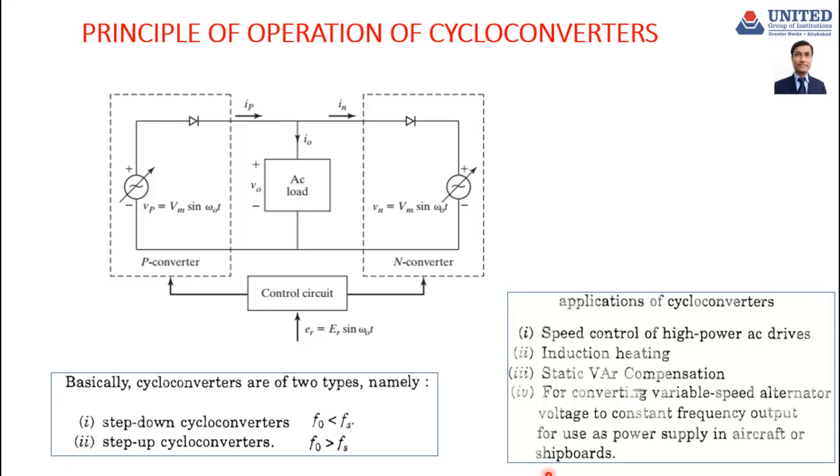Generally, the output frequency of cycloconverter is always less than input frequency. In the cycloconverter, frequency changes in steps. Usually, cycloconverter is an SCR based converter with natural or line commutation. Cycloconverter is used in very high power applications up to several megawatts.